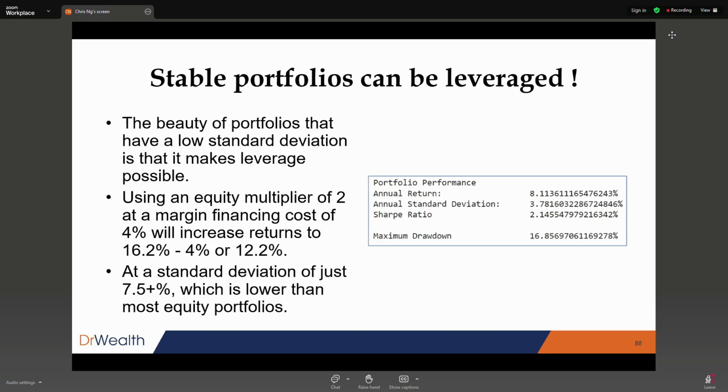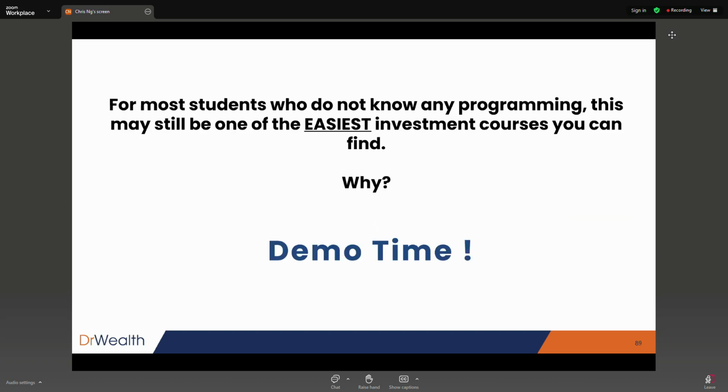So the beauty of portfolios like this is you don't need to leverage, but if you think like a hedge fund manager, they will borrow some money and try to increase their returns further to get a double-digit number that they're comfortable with.